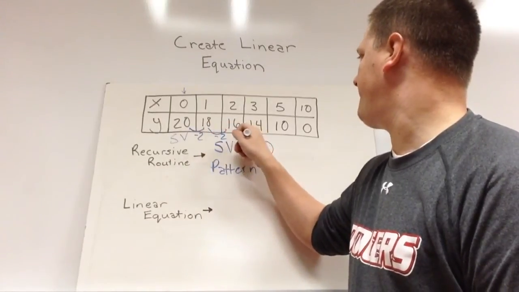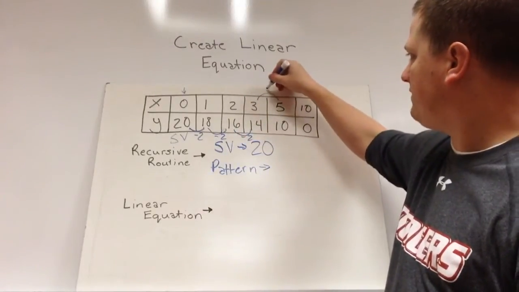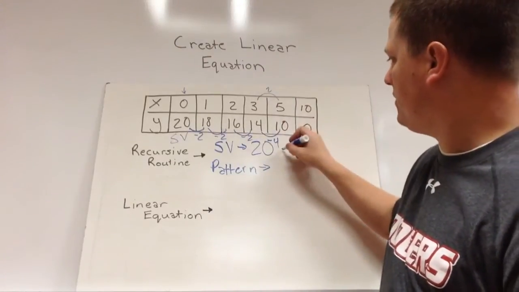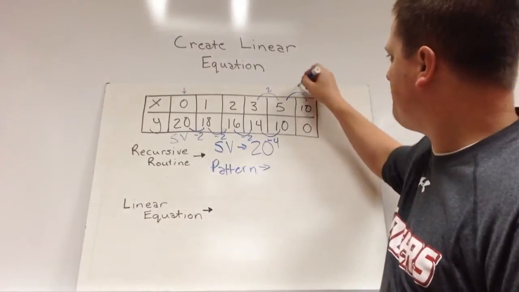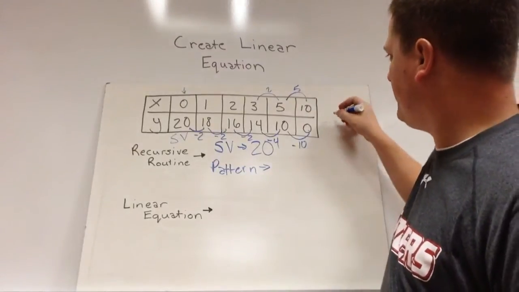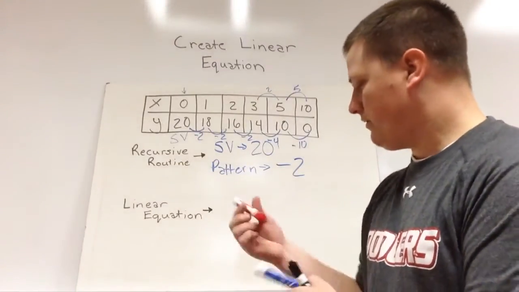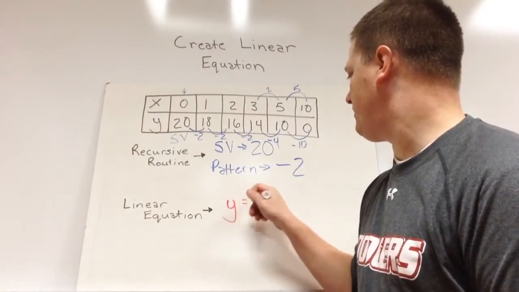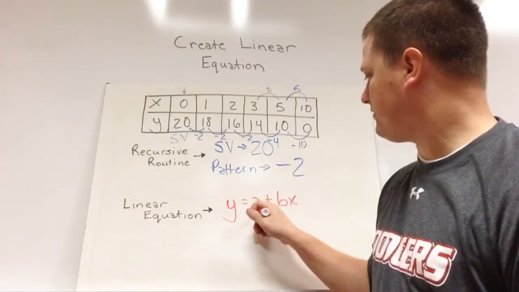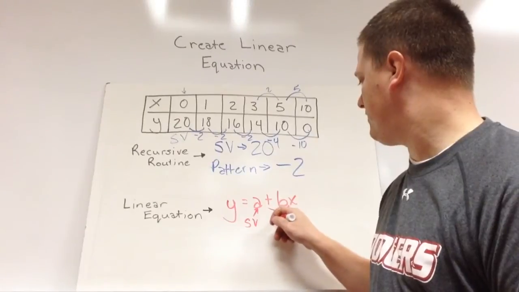Minus 2, minus 2. Okay, here we're skipping 2 spots, and we're going minus 4, so if we take negative 4 divided by 2, we get negative 2 again. Here we're skipping 5 spots, and we go minus 10. Negative 10 divided by 5 is negative 2, so it looks like our pattern is to minus 2, or subtract 2. Well, our linear equation is y equals a plus bx, a representing our start value, bx representing our pattern.